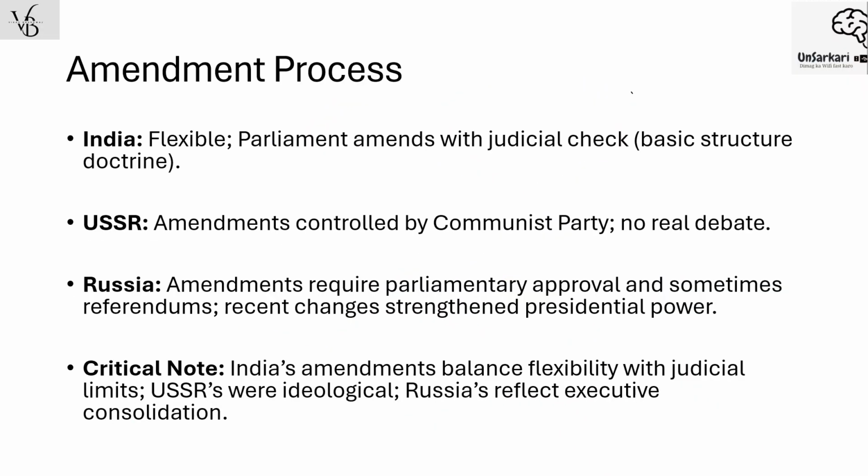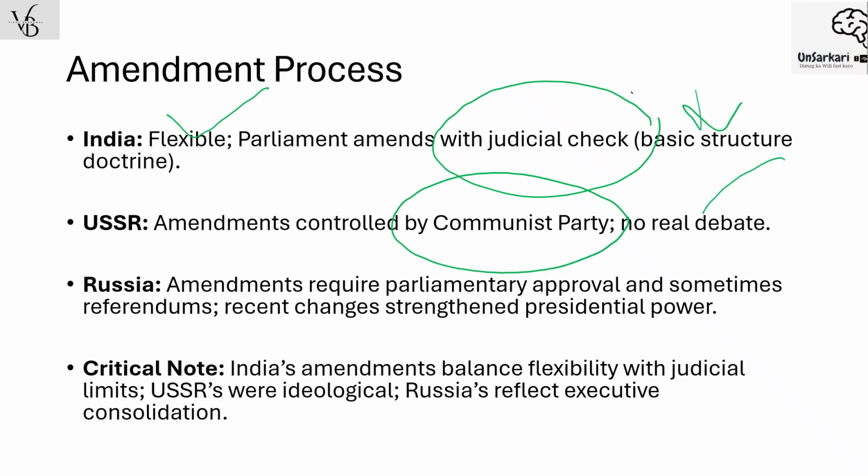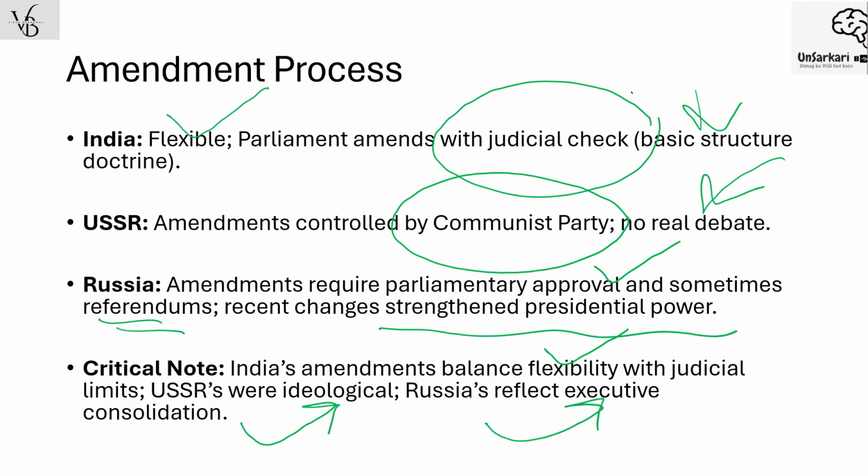But the amendment process, let's see. India is flexible. Parliament is amending it, but there is a judicial check, for example, the basic structure doctrine. Whereas in the USSR, amendment was controlled by the Communist Party. There is no real debate. And in Russia, amendment requires parliamentary approval, and sometimes referendums can also be there, but there is more control in the hands of the president through presidential power. So India's amendment balanced flexibility with judicial limits. USSR was ideological. Russia reflects executive consolidation.